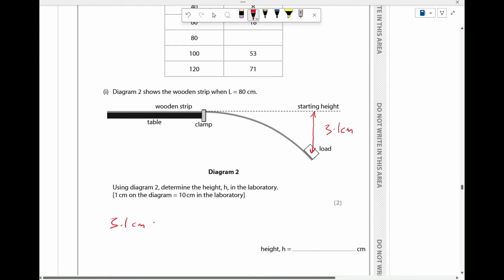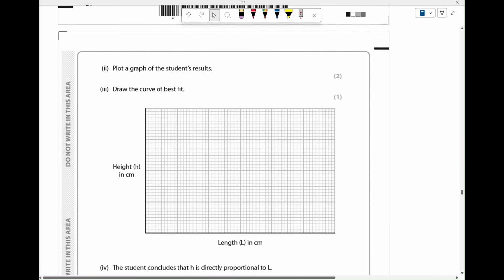Sorry, let me just actually not done that very well, because we're measuring to the height that the ruler goes down to, so we're measuring that distance there, which is 3.1 centimetres. Okay, because 1 centimetre in the diagram is 10 centimetres in the lab. That's a factor of 10 that we're going up by. So this is going to need to multiply by 10, equals 31 centimetres. Okay, tricky one, that bit of a weird one.